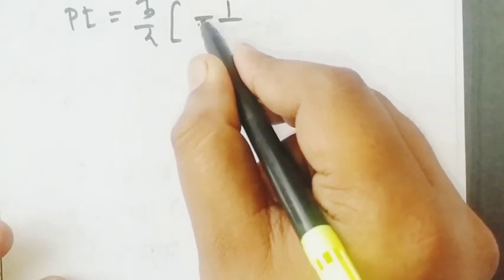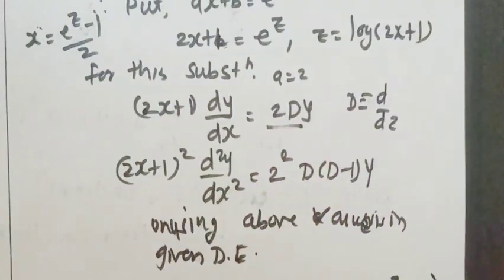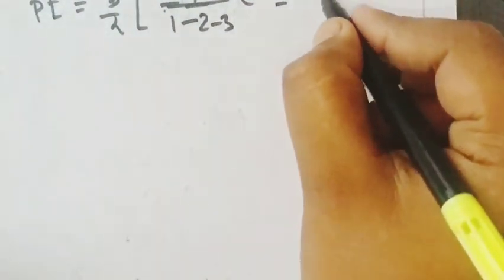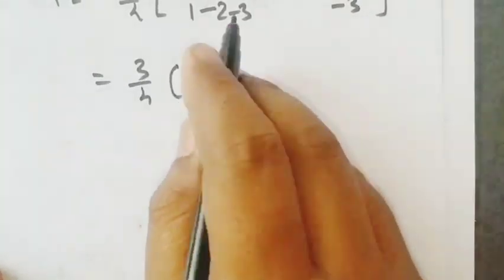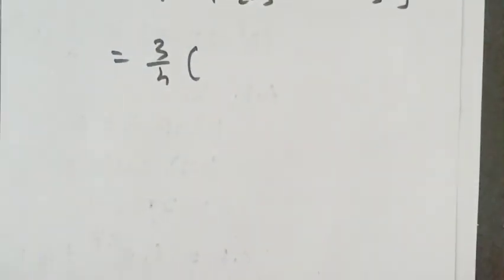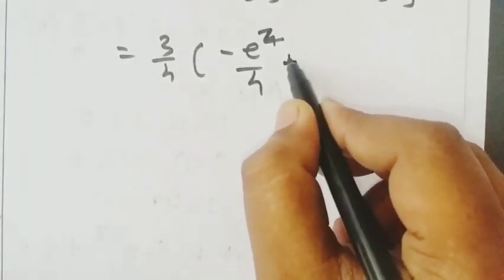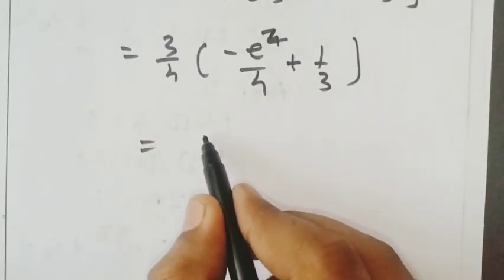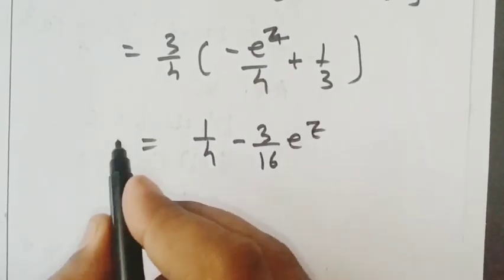D² is 1, so 1 minus 2 minus 3, e raised to z, and here after putting 0 we'll get minus 3 in the denominator. Okay, so 3 by 4, this is minus e raised to z by 4, minus minus, plus 1 by 3. After multiplying by 3 by 4 inside, we will get 1 by 4 minus 3 by 16 e raised to z. This will be your PI.